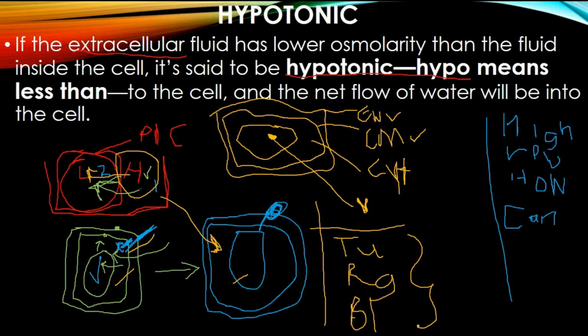If it's a plant cell, it will not burst right away. It takes a longer time to burst because the cell wall protects it. And if it's an animal cell, then it will burst. Now let's take a look at the animal cell quickly.